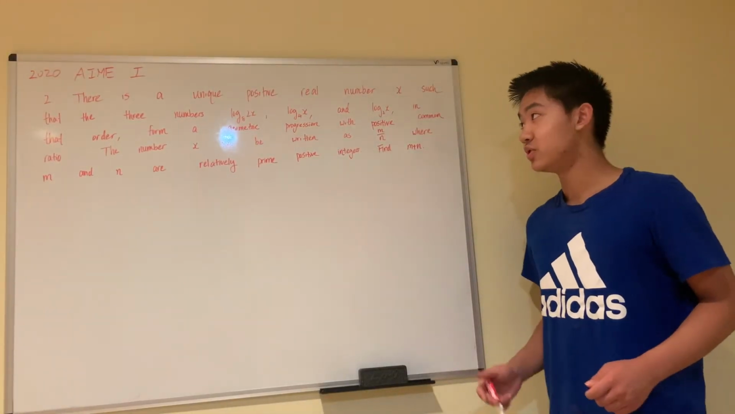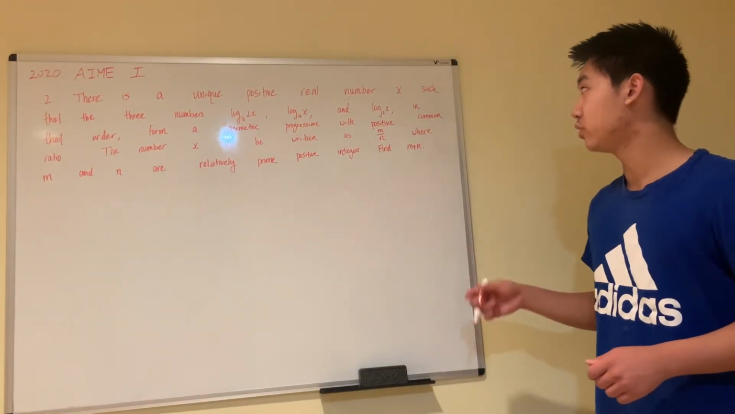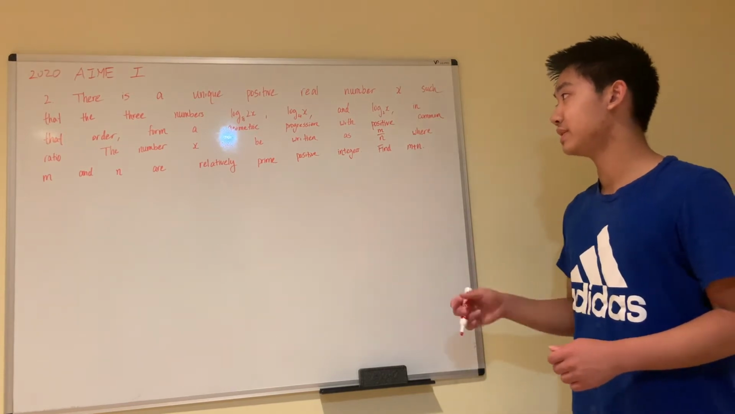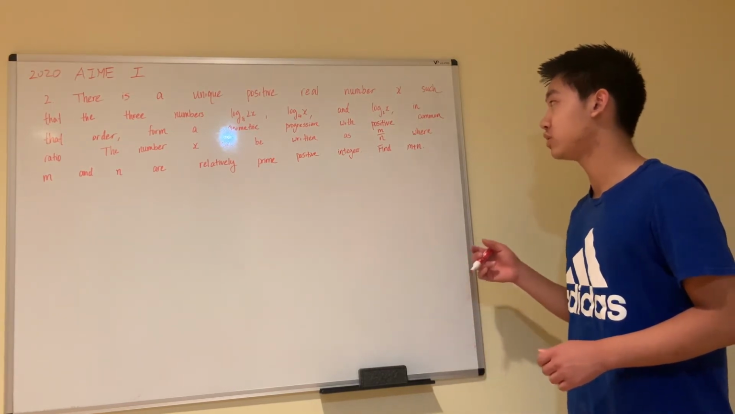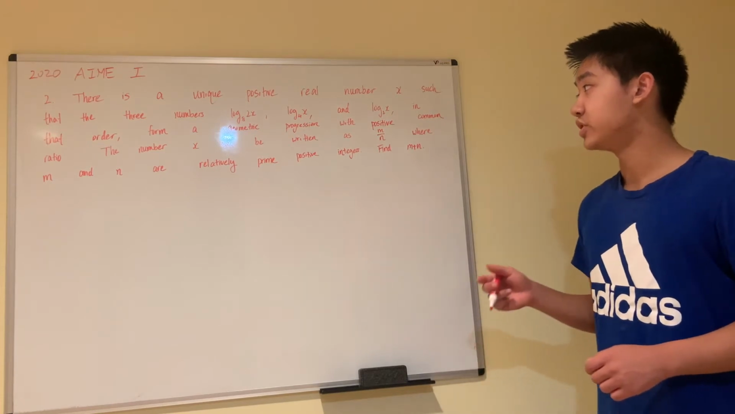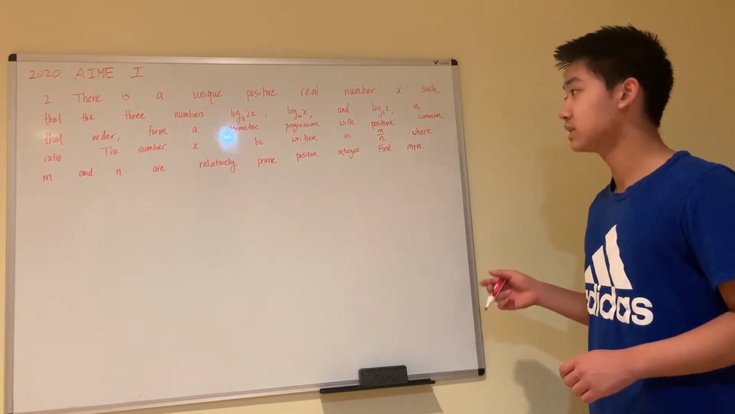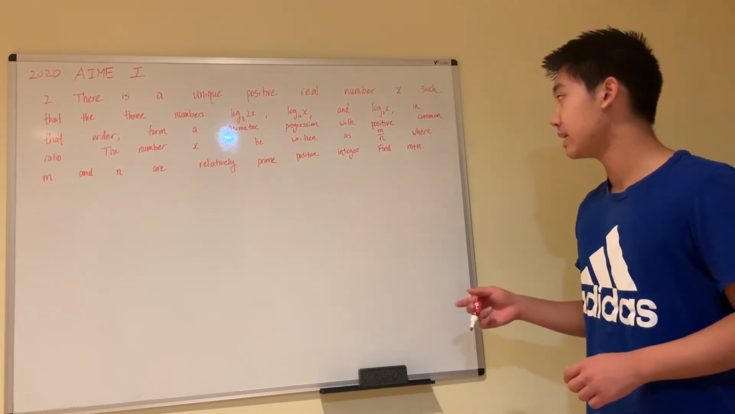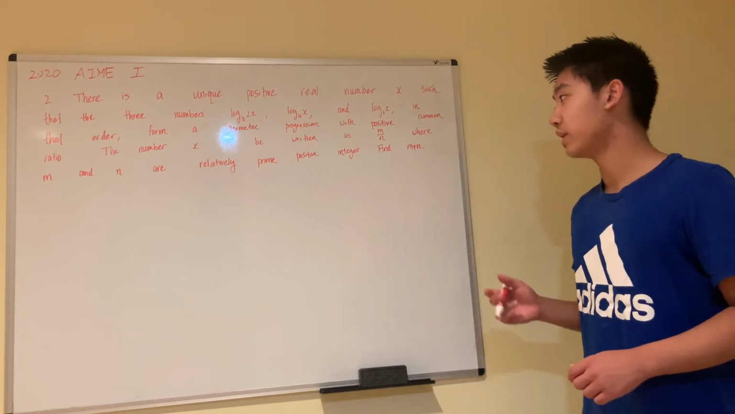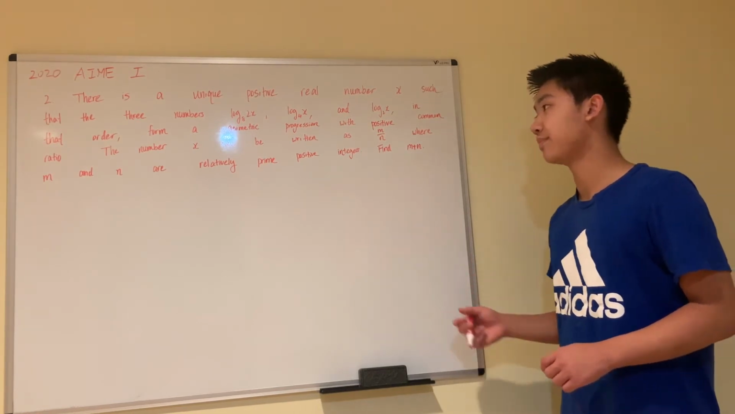So this is question number 2. It says there is a unique positive real number x such that the three numbers log base 8 of 2x, log base 4 of x, and log base 2 of x in that order form a geometric progression with positive common ratio. The number x can be written as m over n, where m and n are relatively prime positive integers. Find m plus n.